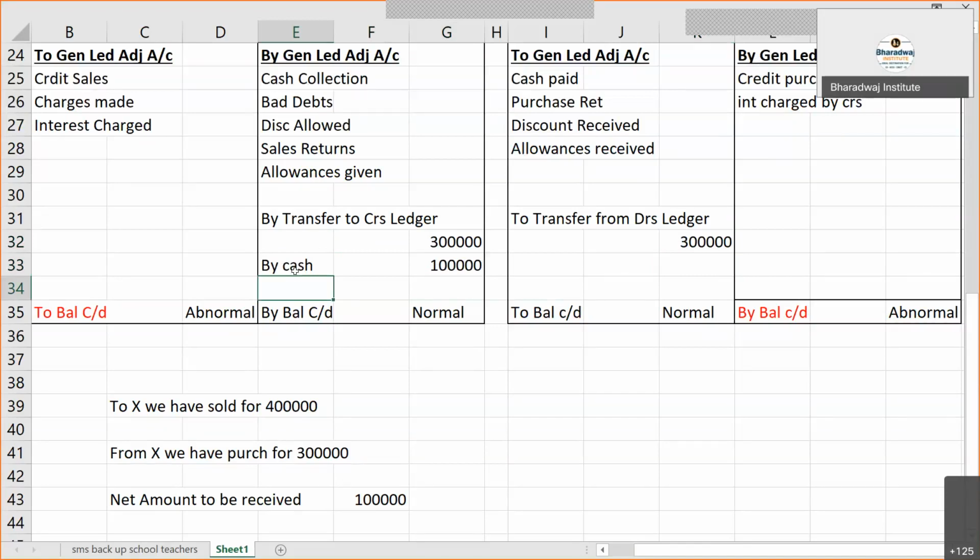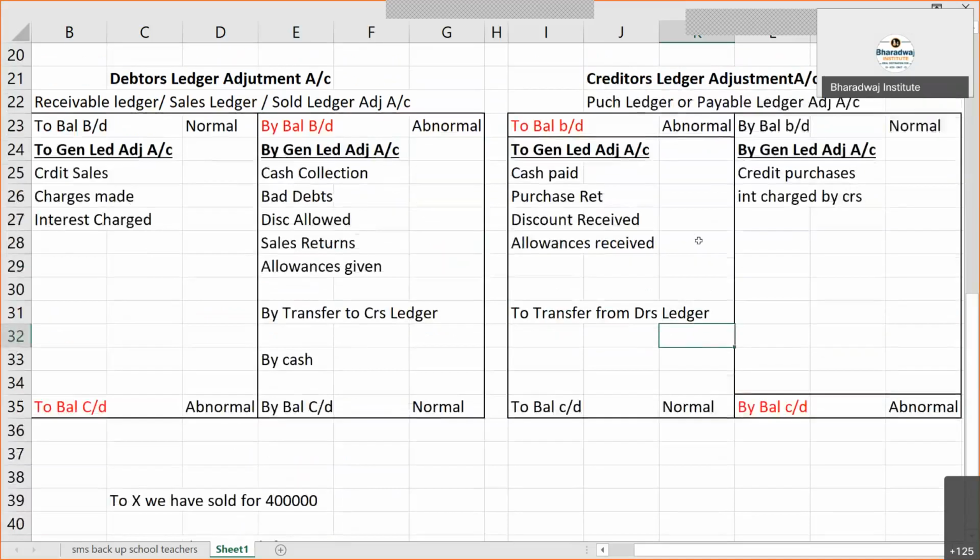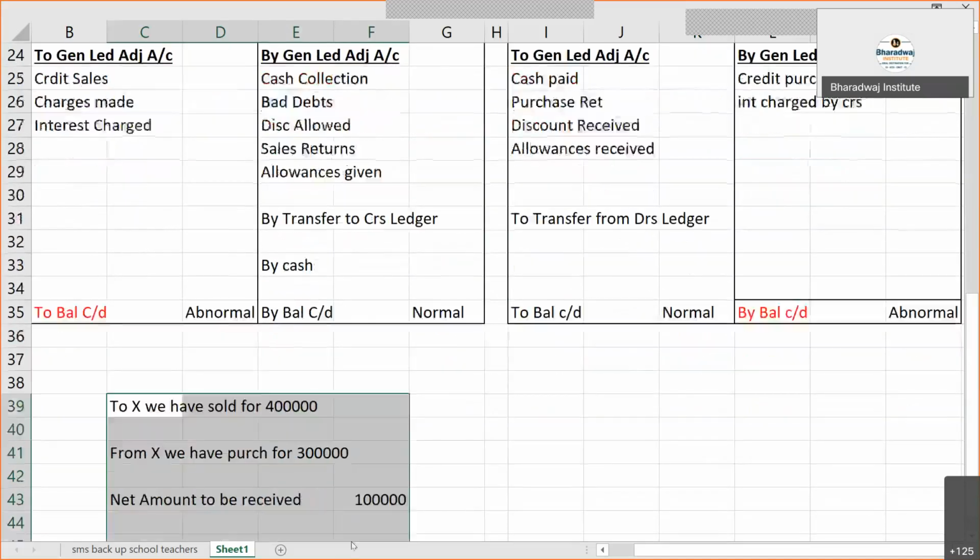Okay, sir. Okay, do you understand? Yeah, this is called transfers. Wherever they give you transfers, you record this. And most important point, certain things you have got to know.